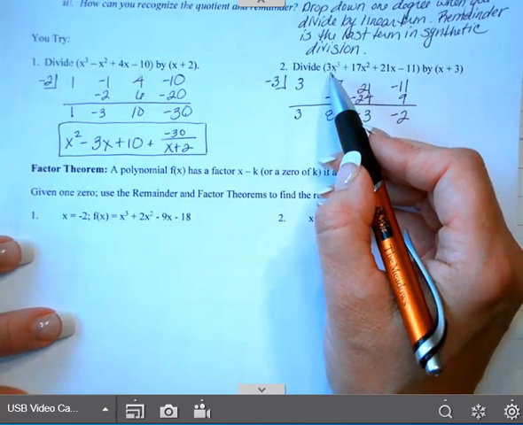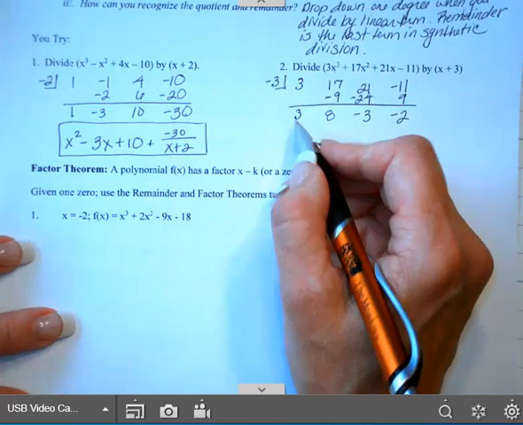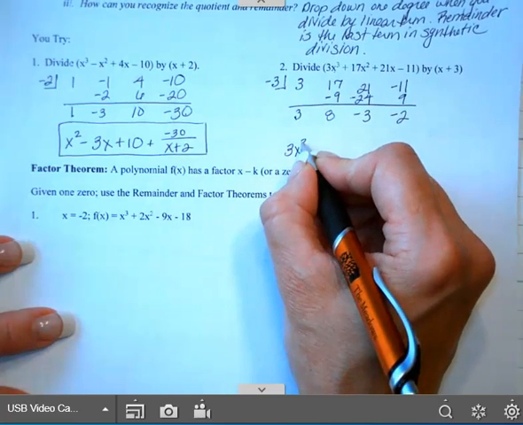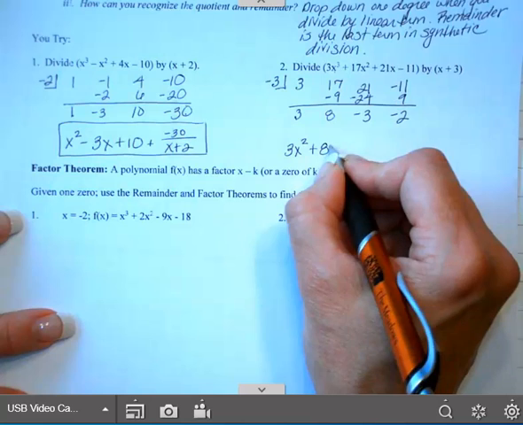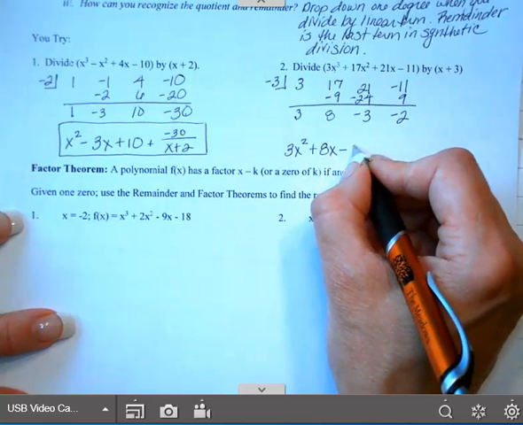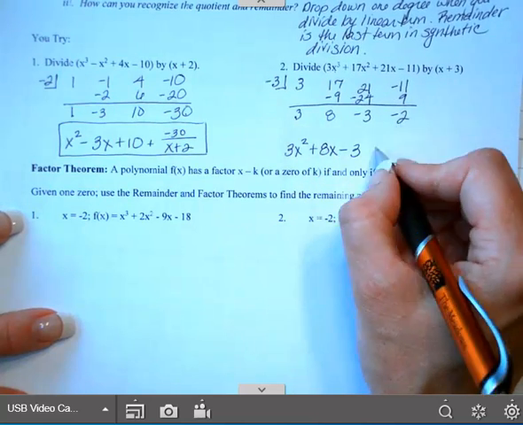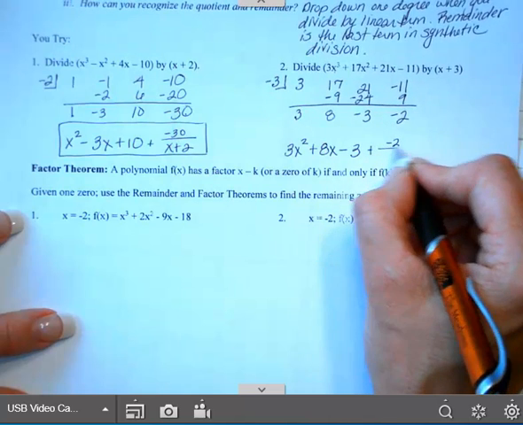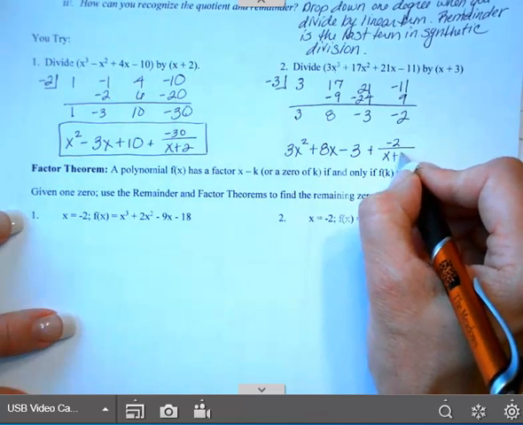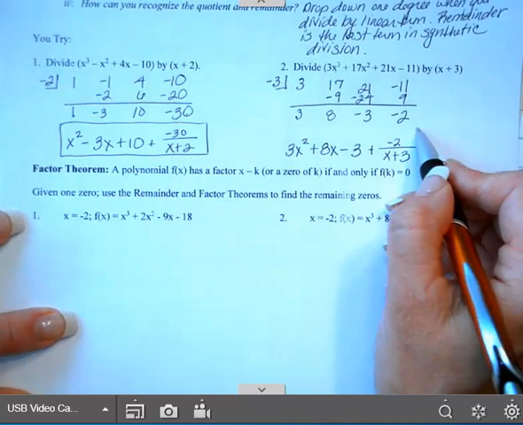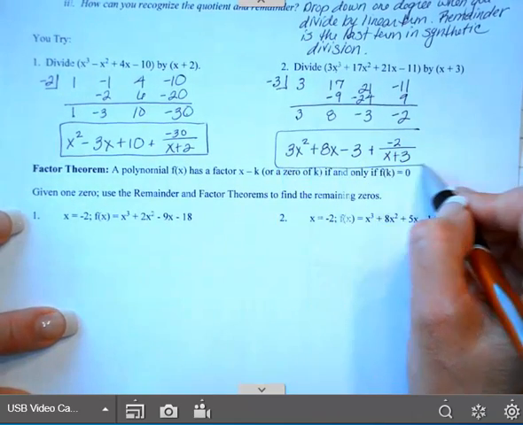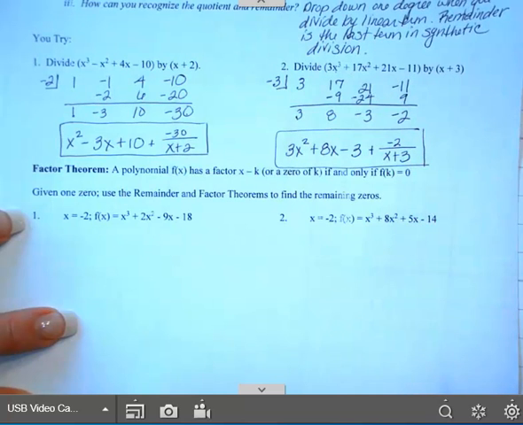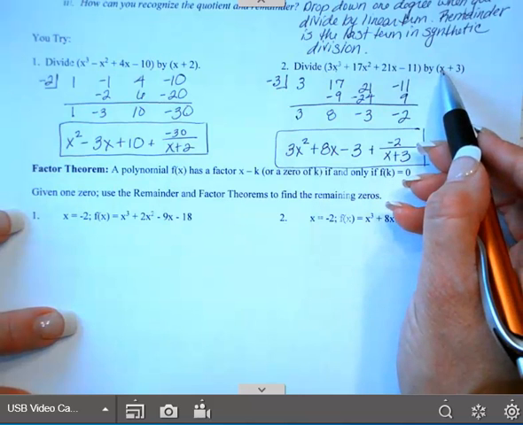It drops down 1 degree, so it was x to the third. This is now going to be 3x squared. And it just goes down 1 degree each time. So plus 8x minus 3. And the last term is my remainder, so negative 2 over x plus 3. Synthetic division works with linear factors, so you want to make sure that you don't have anything above an x to the first here.